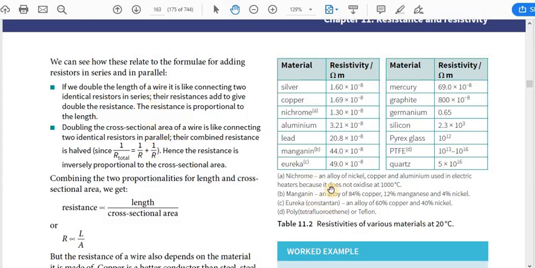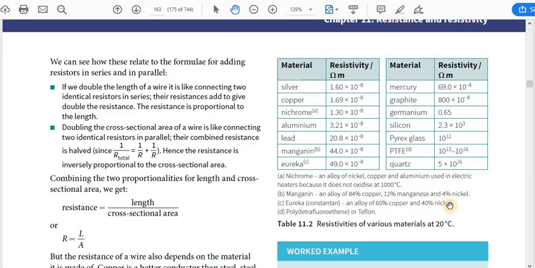Then we'll have a look at this also. Generally you should know what nichrome is. It's an alloy of nickel and chromium, also used in electrical heaters because it does not oxidize at 1000 degrees Celsius. Previously you would have learned this: nichrome, manganin, tungsten, those are all materials of high resistance used in resistance wire. An alloy is a mixture of metals. Even steel is an alloy, but there you have iron and carbon. Manganin is an alloy of 84% copper, 12% manganese and 4% nickel. Eureka, also called constantan, is an alloy of 60% copper and 40% nickel.